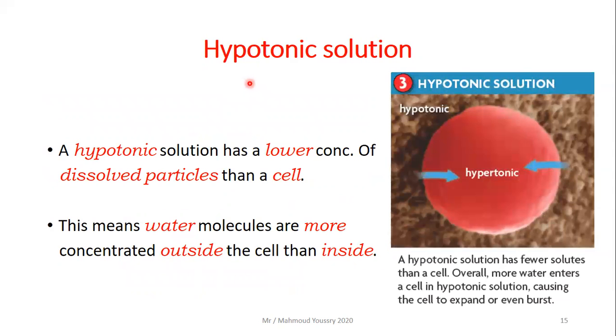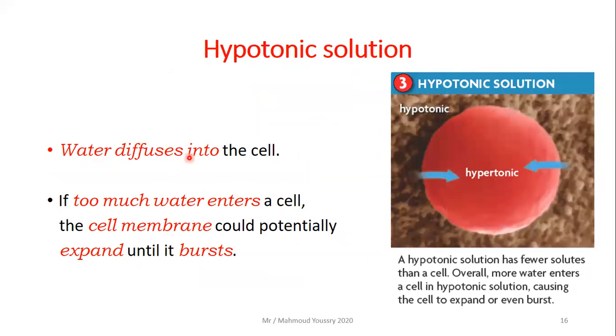Then let's come to the hypotonic solution. Hypo means lower. So it has a lower concentration of dissolved particles than a cell. This means the water molecules are more concentrated outside the cell than inside. In this case, what will happen to the cell? Water diffuses into the cell. The water will flow into the cell. If too much water enters a cell, the cell membrane could potentially expand until it bursts.